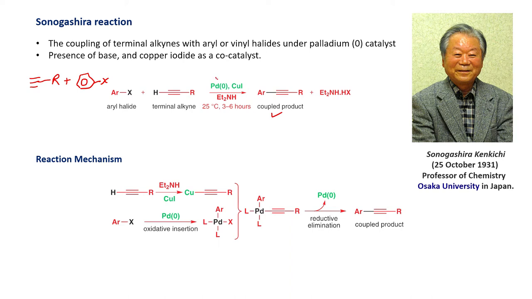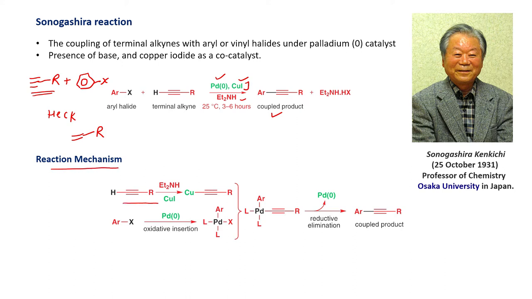So you use palladium as a catalyst, copper iodide as a co-catalyst, and you use base. The difference between Sonogashira reaction and Heck reaction is that in Sonogashira you use terminal alkyne, while in Heck reaction you were using terminal alkene. Another difference is that here you are using copper iodide to activate terminal alkyne. So this is the reaction mechanism.